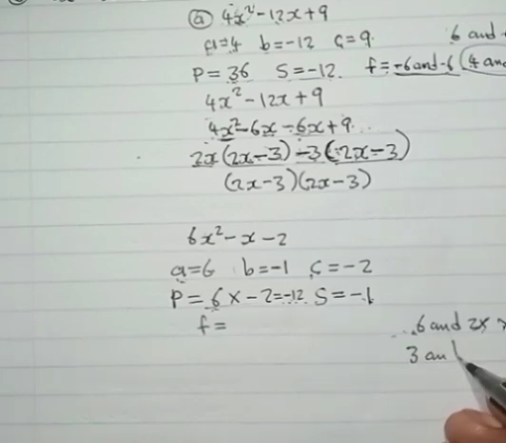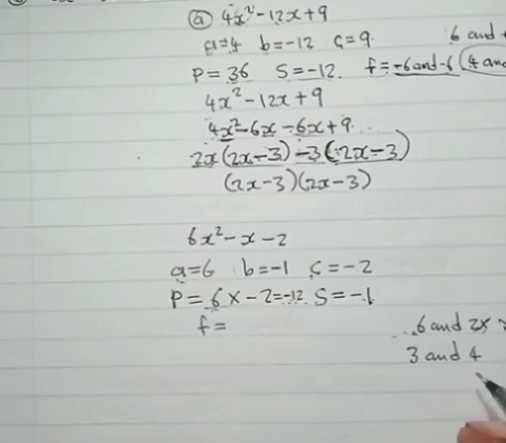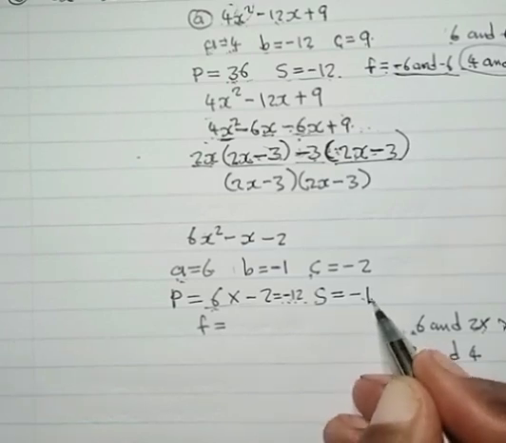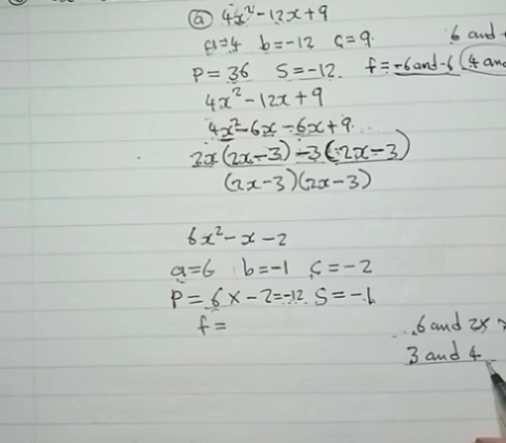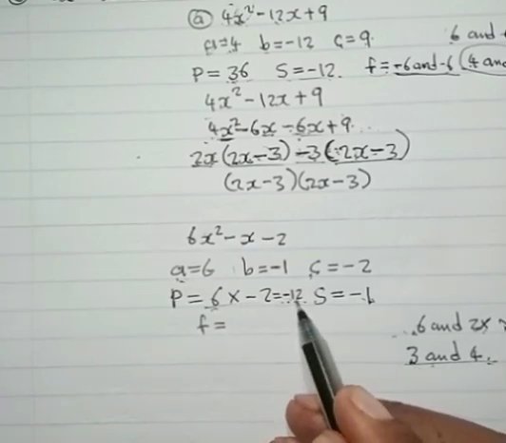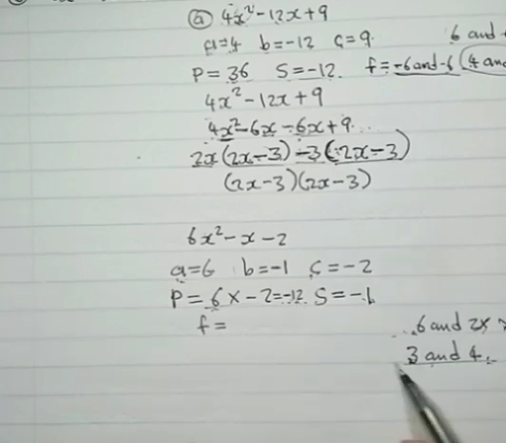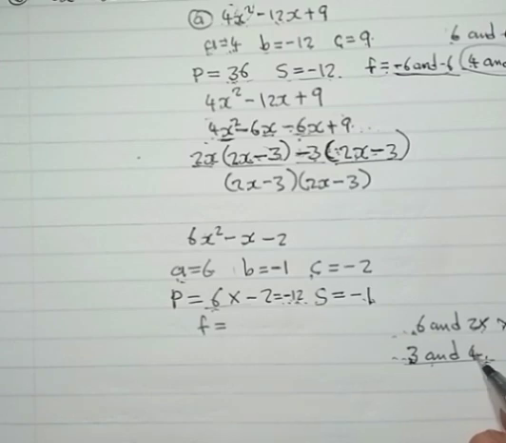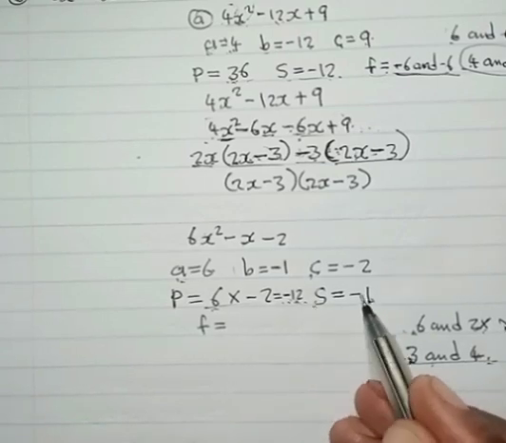3 and 4. So you have to think when you're finding your factors. 3 times 4, we get 12. 3 plus 4, we get 7. But 3 minus 4, we get 1. You see? So these are our factors. But when we multiply these two, the answer must be negative 12, so one of these must be a negative number. Which one must be negative? It is 4.